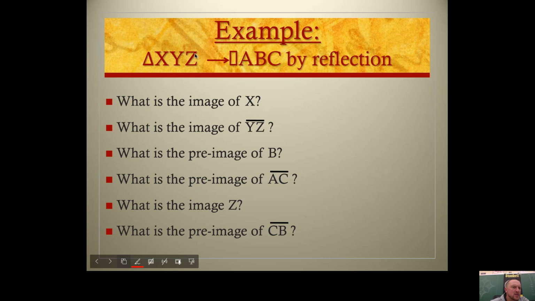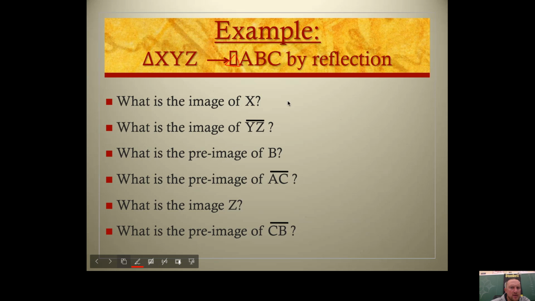We can also do an example without a picture. I'm not sure what this symbol is here. That's some type of error with PowerPoint. That should be the little triangle symbol. Triangle XYZ maps to triangle ABC by reflection. So you can use this statement. This statement is very, very powerful. It's actually better than looking at a picture, to be honest with you, because you can see what lines up with what. So the order here matters. When you write a mapping statement, the order needs to be correct.